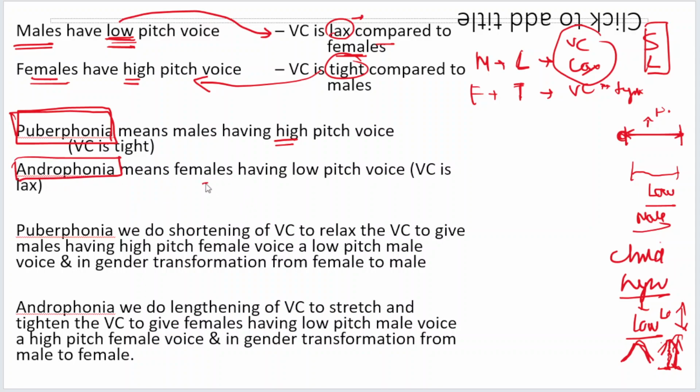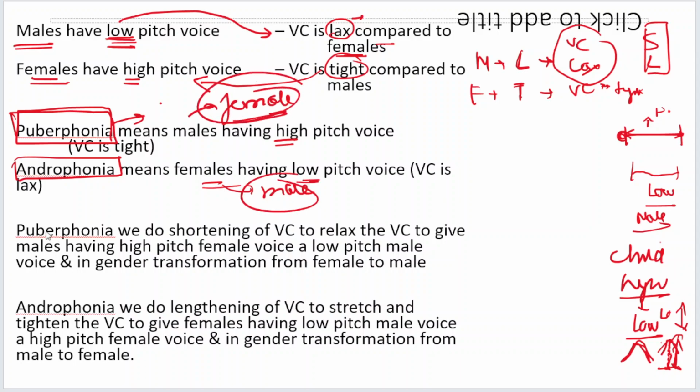Androphonia is the females having low pitch voice, females having a male voice. Puberphonia means males having a female voice or a childish voice. So how do you solve this? For solving this, we do thyroplasty type 3 and type 4. Puberphonia, what are we trying to do? We are shortening the vocal cord. Now there are 2 points of the vocal cord. Now they are like this, and in puberphonia, it's a high pitch voice. So you are shortening the vocal cord. You are making the space in between the two vocal cords come close together.